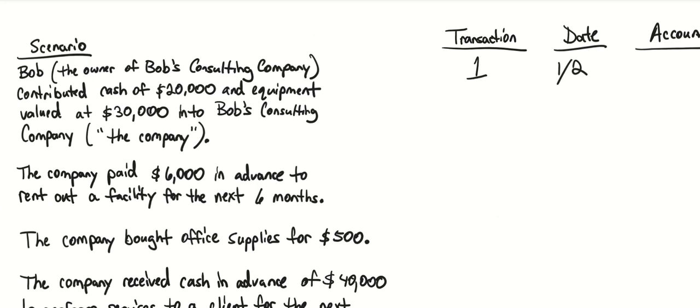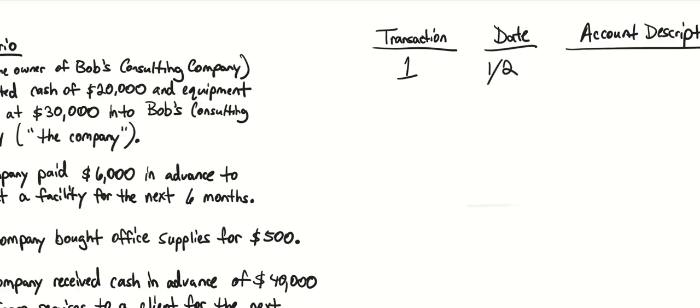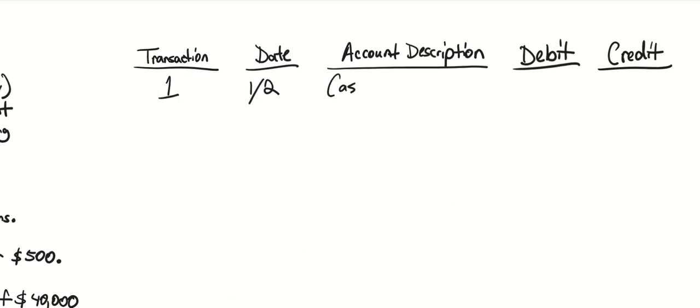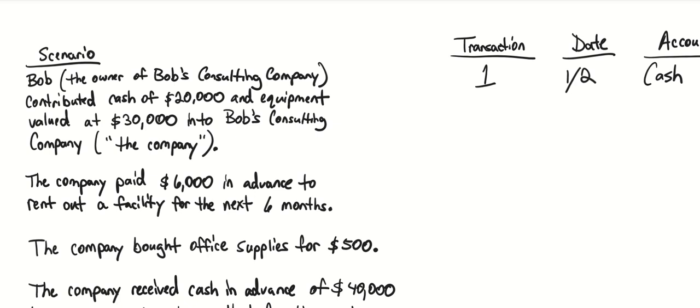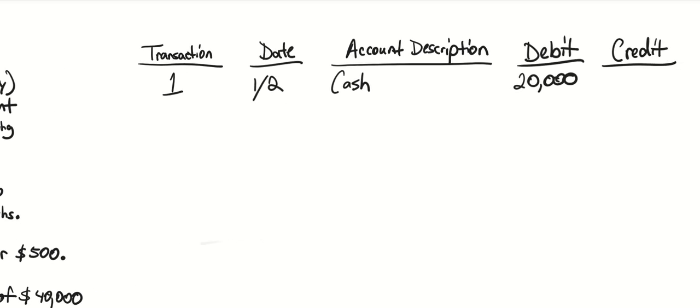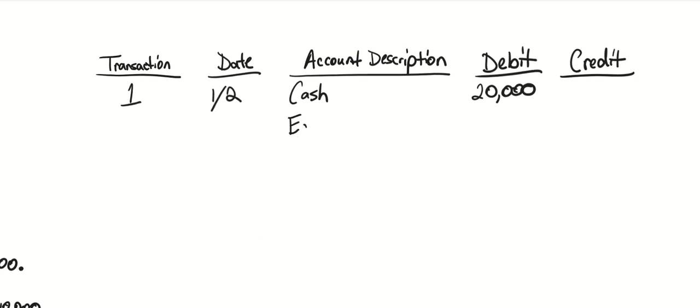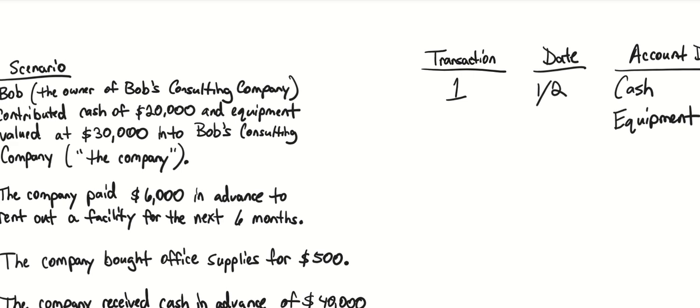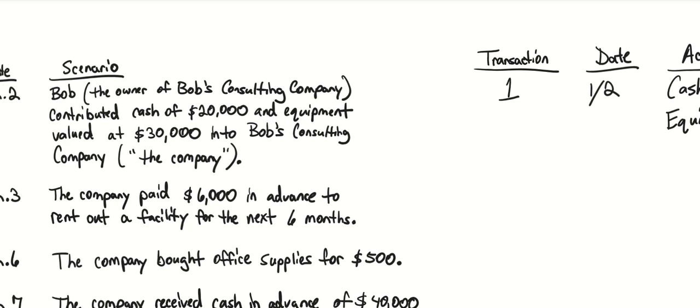Okay, so Bob contributed cash of $20,000. So this means that cash is going to be debited for $20,000. Since cash is an asset and we need to increase the balance in that account, we will need to debit it. Okay, Bob also contributed equipment valued at $30,000 into the company. So equipment will also be debited for $30,000 because that's going to increase the balance in that account since equipment is an asset.